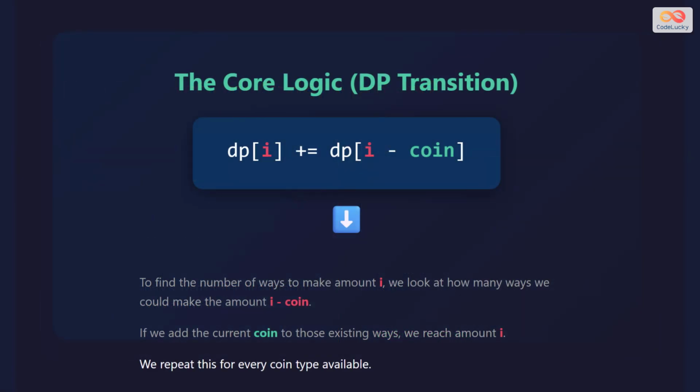This brings us to the core logic. To find the number of ways to make an amount, i, we add the number of ways to make the amount i minus coin. Basically, if we decide to include a specific coin, the remainder is simply the current amount minus that coin's value.